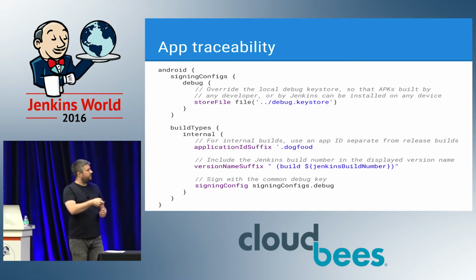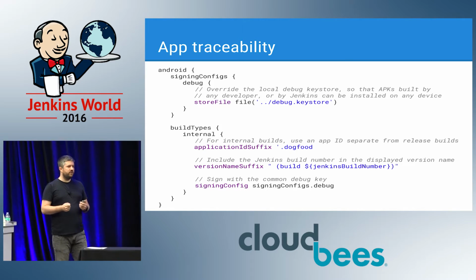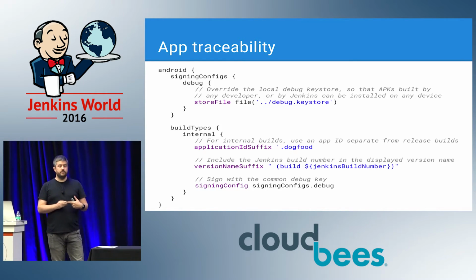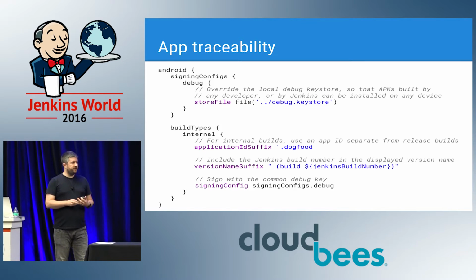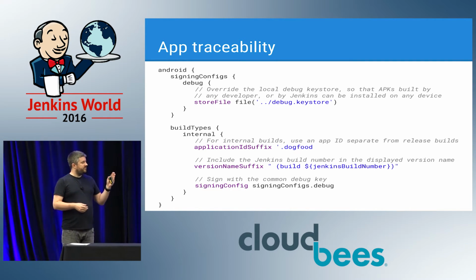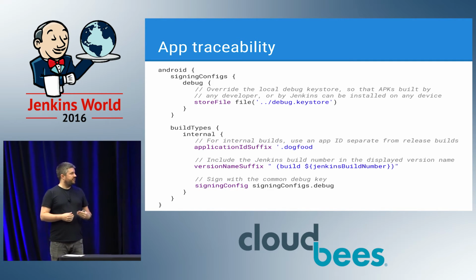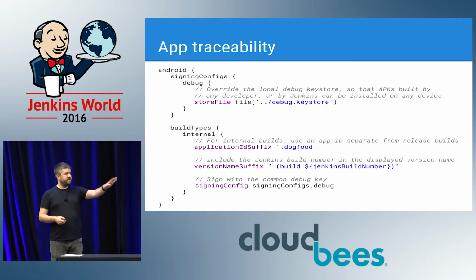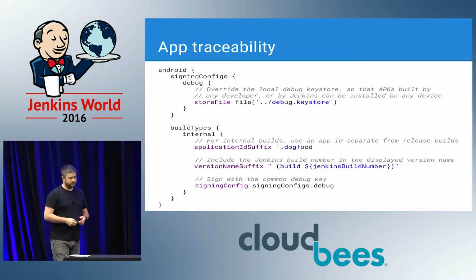So here, this debug key store is generated automatically on every Android machine, every build machine. It's generated the first time you build something. So that means every build machine has its own debug key store, which is unique. And the problem with that is, if you build your app on one machine one day and install it on your phone, and then build it on another machine another day and try and install that, you'll get a conflict because the signing keys don't match.